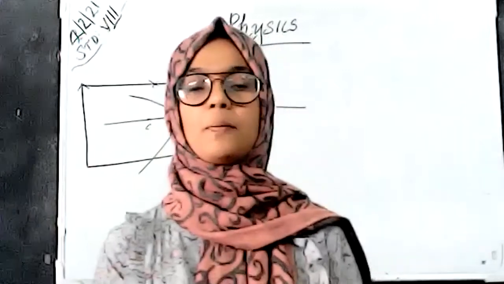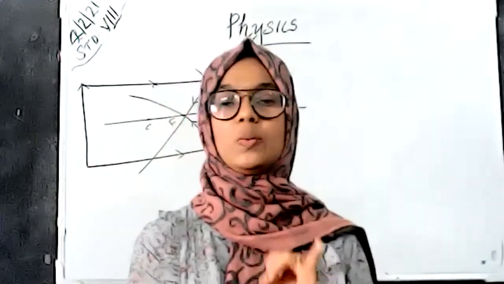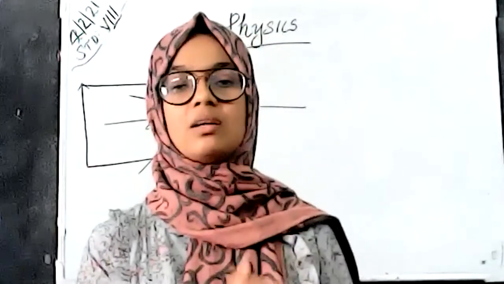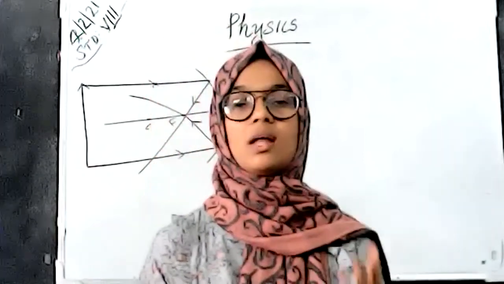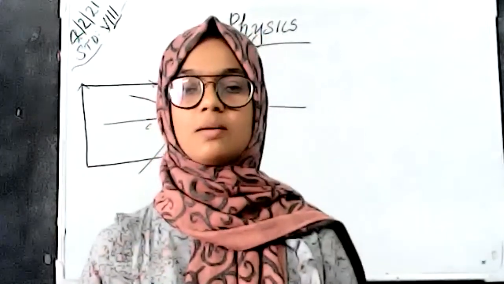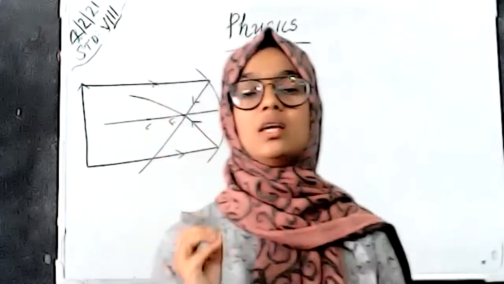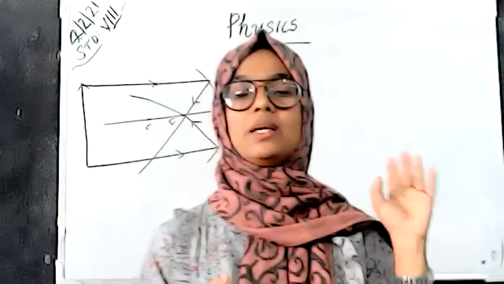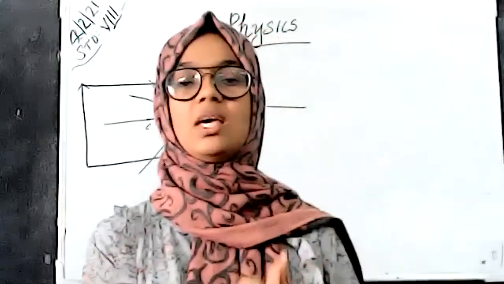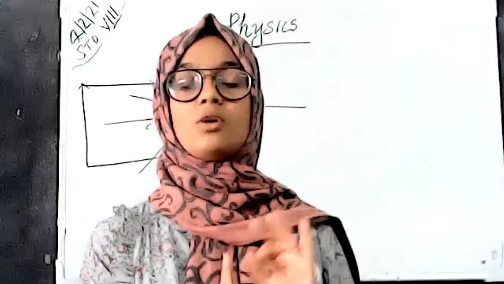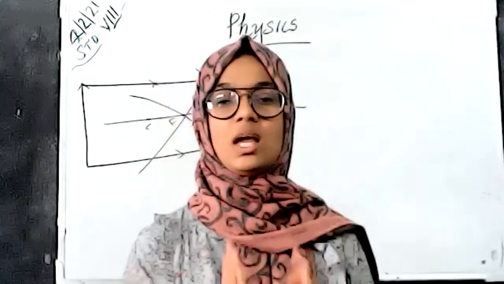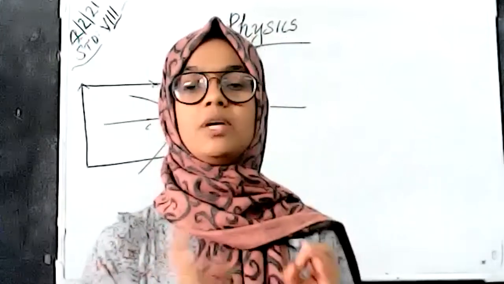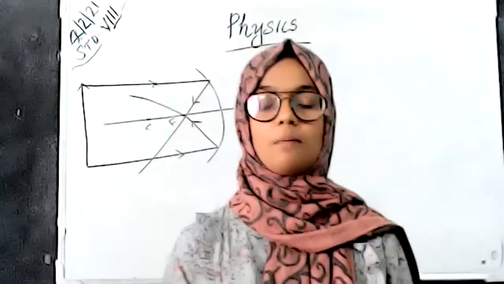When we talk about the features of images, sometimes it may be inverted, real, magnified or diminished, erect or virtual images. So these are the features of images that are formed when we are placing the objects at C, F, P, between C and F, between F and P, beyond C are the objects placing position.